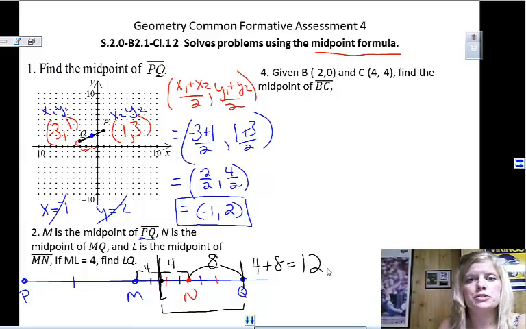Number 1, draw a picture. Number 2, label what you know. And 3, do deductive reasoning. So go step by step by step.